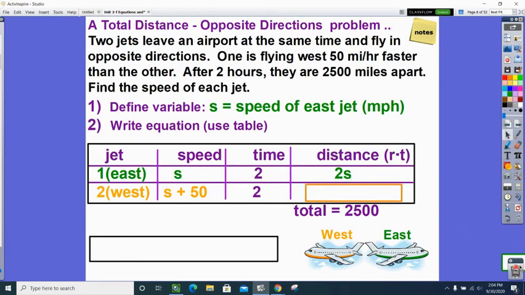That's being a little persnickety. And then speed times time. And remember this one, in a minute we're going to have to use a distributive property, so make sure your parentheses are in here.